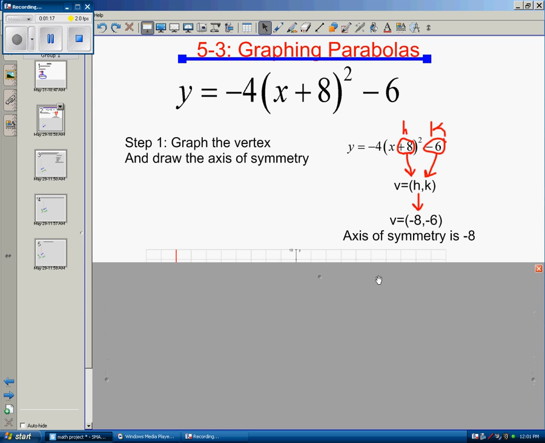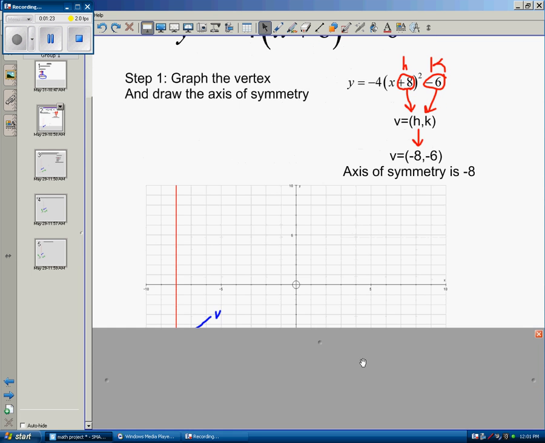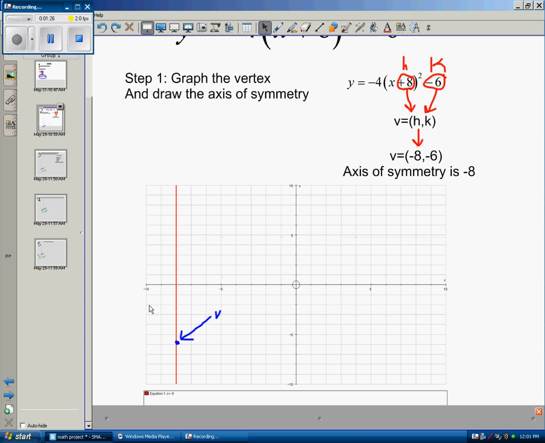After you graph these on your graph, it should look like this at this point. The red line is the axis of symmetry, and the blue dot is your vertex point.